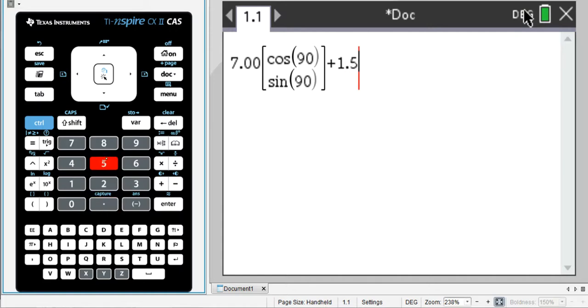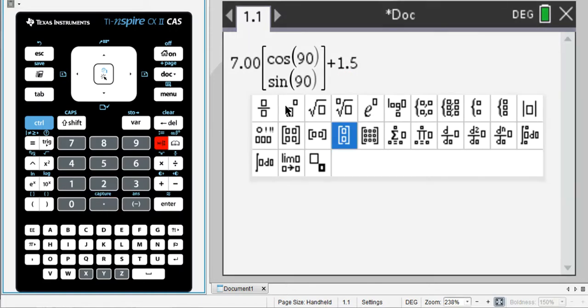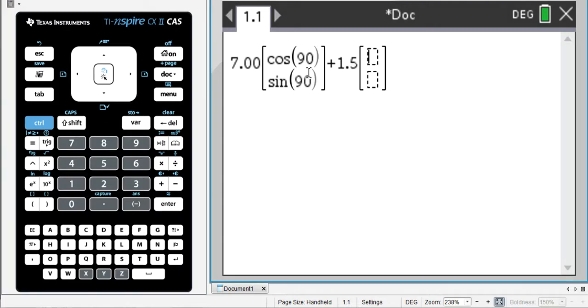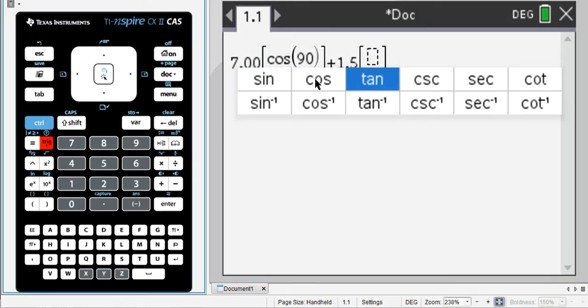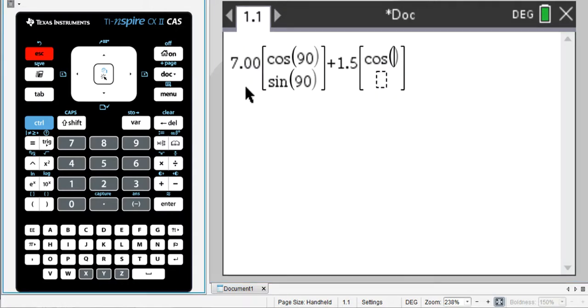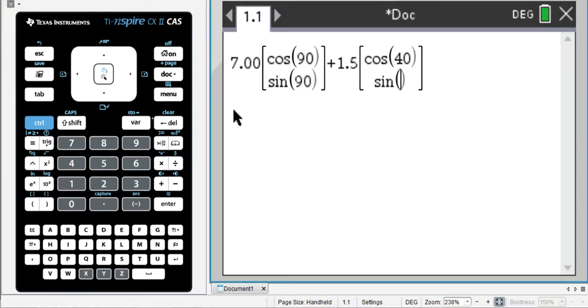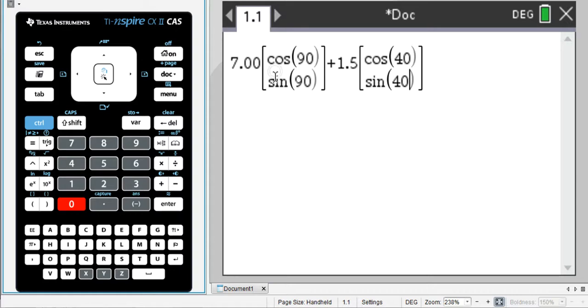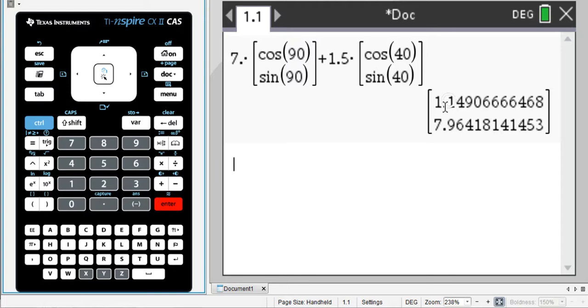We'll add to that 1.5 and do the same thing. Now, since this was the last matrix that I used, the cursor does automatically remain active here, and so a shortcut that you can utilize is just tapping the Enter key. That last entry will be reused. And we'll set it up the same way. We want cosine of 40 degrees in the upper component of our matrix, and then we want sine of 40 degrees in the lower component. If I'm satisfied with the setup here, I'll just press Control Enter to produce a decimal result in case it doesn't automatically do that for me.